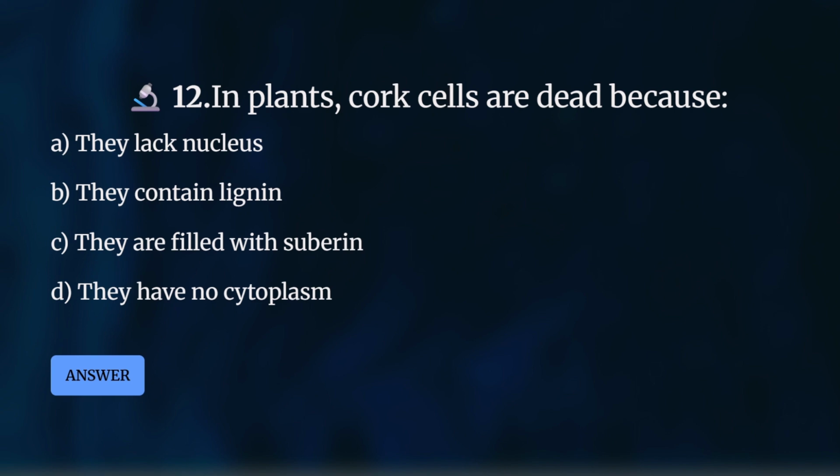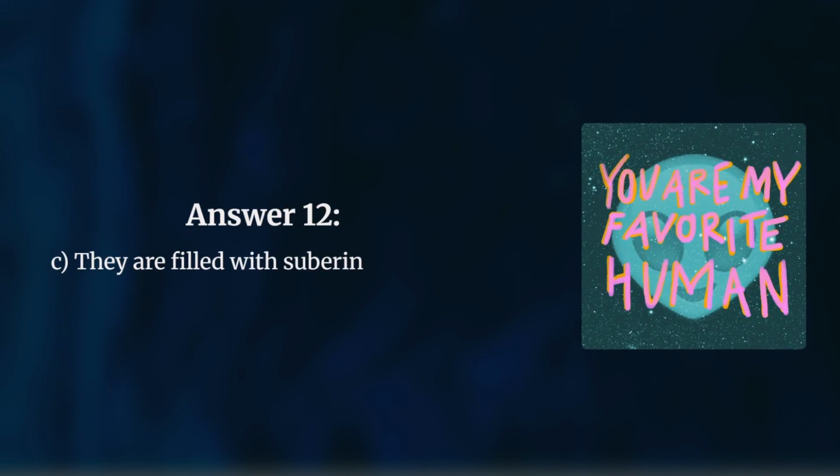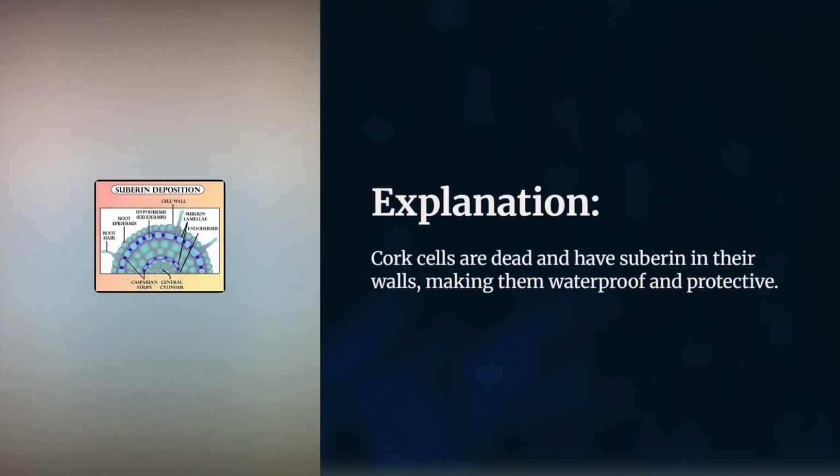Question number 12 now. In plants, cork cells are dead because options are A. They lack nucleus, B. They contain lignin, C. They are filled with suberin, and D option is they have no cytoplasm. And the correct answer is that they are filled with suberin. Cork cells are dead and have suberin in their walls, making them waterproof and protective.